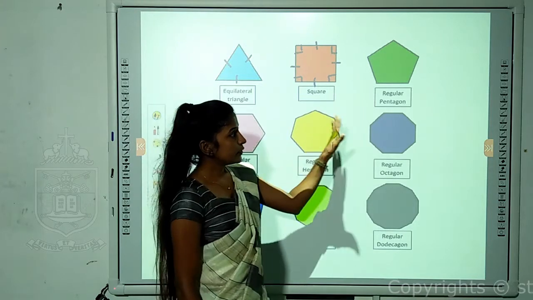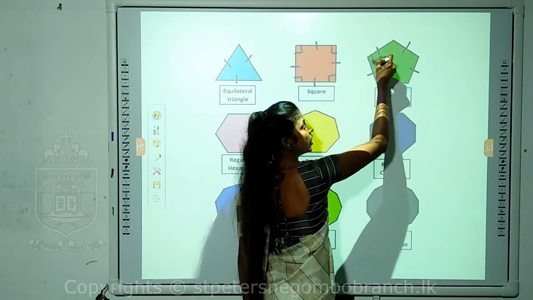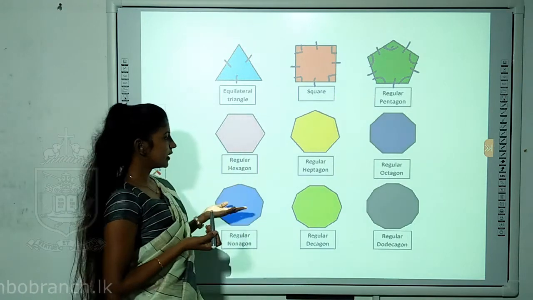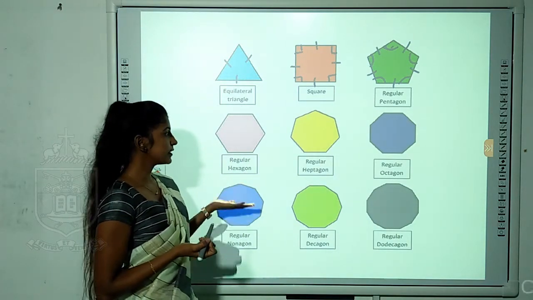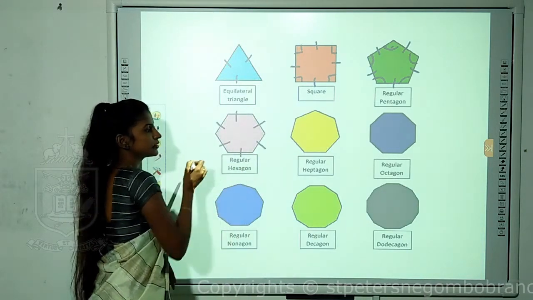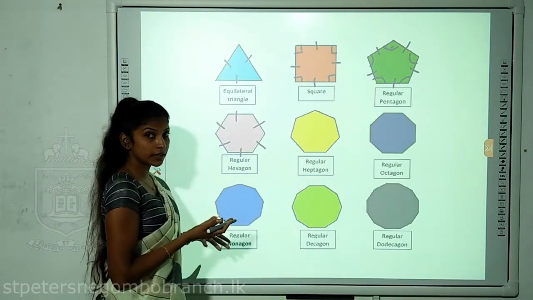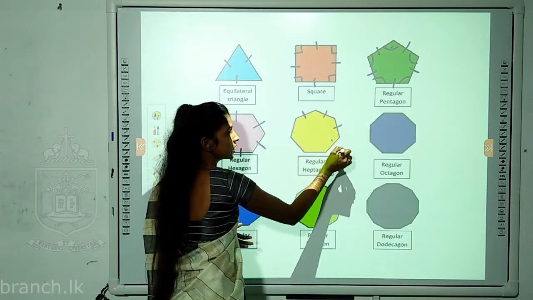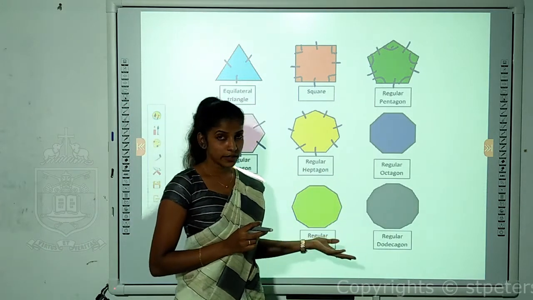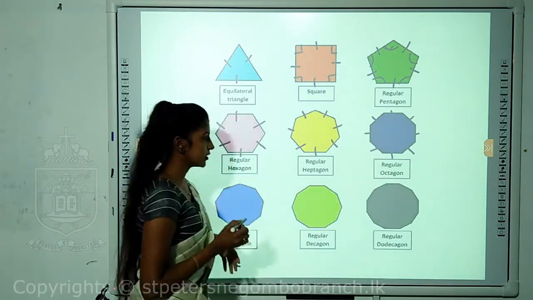Okay? Then if it has 5 sides, we call it a pentagon. But if all 5 sides are equal to each other and all angles are equal, then we call it a regular pentagon. So likewise, we can identify the figures. If it has 6 sides, hexagon. If all are equal, it is a regular hexagon. You have to represent the angles also. If it has 7 sides, we give the special name heptagon. If all 7 are equal to each other, we call it a regular heptagon. The next one, if it has 8 sides, we call it an octagon. If all sides and angles are equal, we call it a regular octagon.